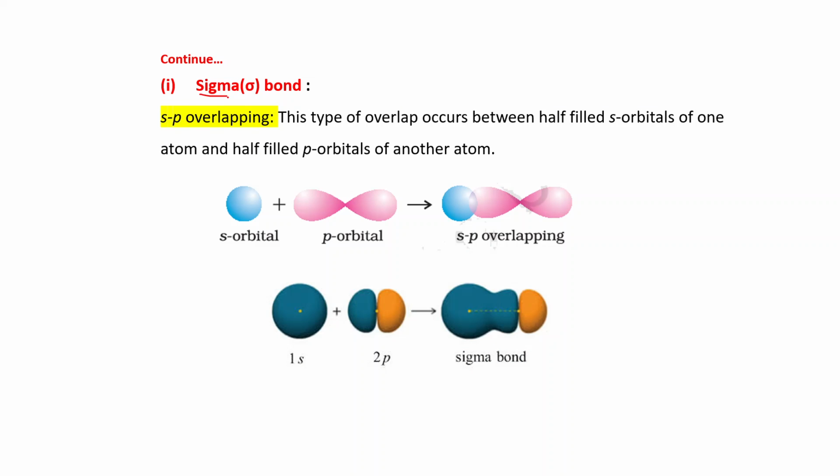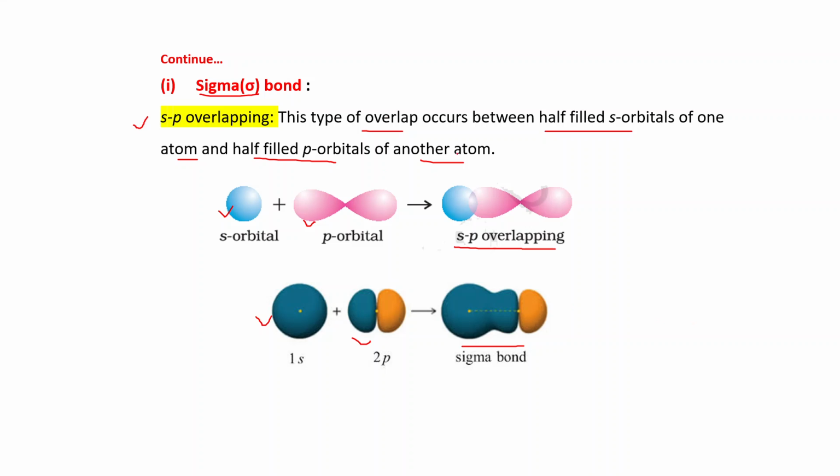Now again, formation of sigma bond by s-p overlapping. This type of overlap occurs between half-filled s orbitals of one atom and half-filled p orbitals of another atom. Like this is s orbital of one atom, this is p orbital of another atom. This results in s-p overlapping. You can also represent this. This is 1s overlapping with the 2p, and this results in the formation of sigma bond.